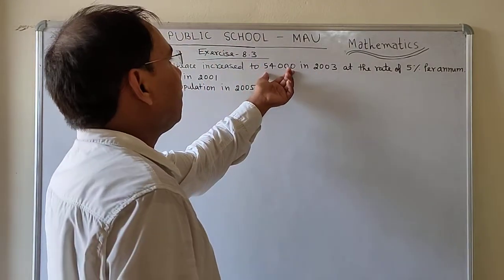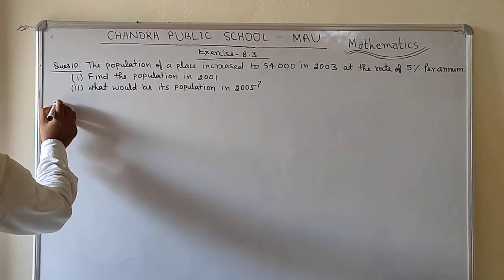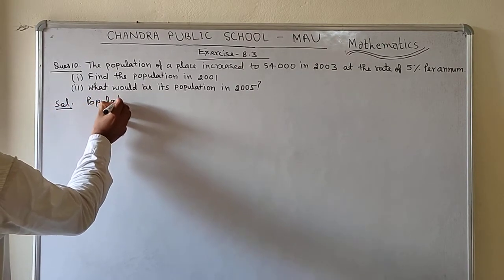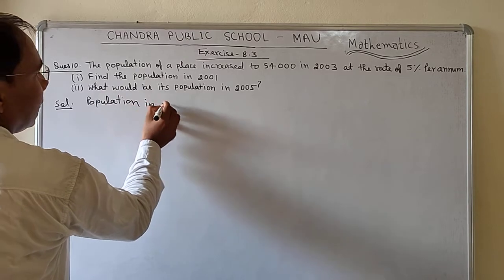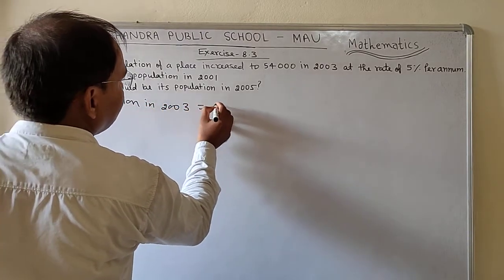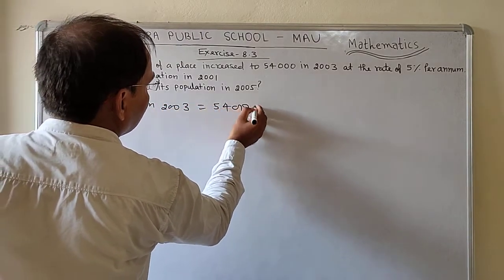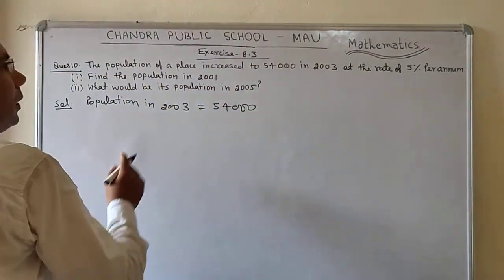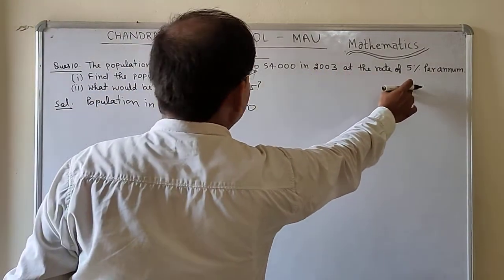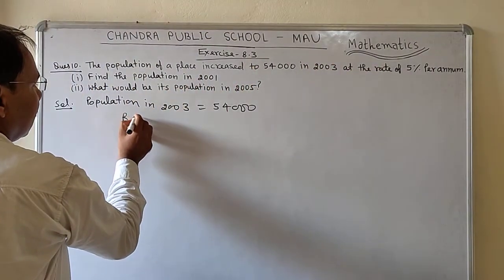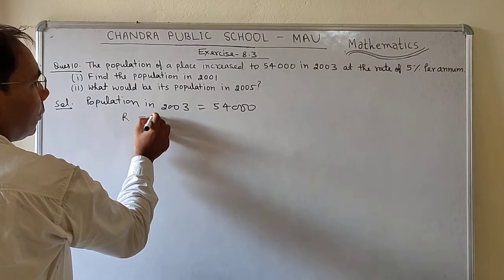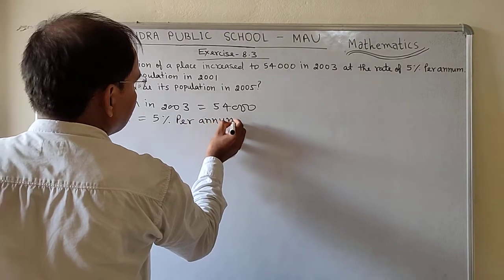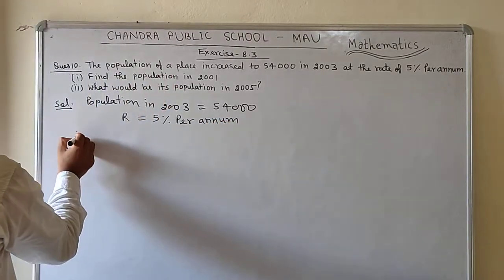So here, the population in 2003 is given as 54,000. The population of the place was 54,000 in 2003. The population is going to increase by 5% per year. So it means the rate percent is equal to 5% per annum. That is given. And now I am going to solve the first part.